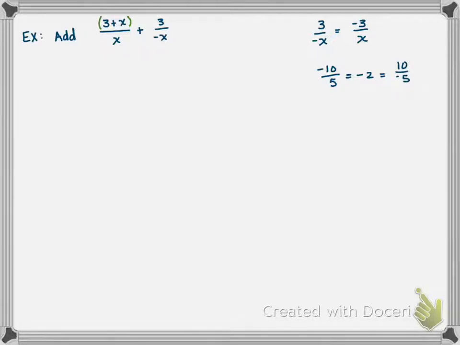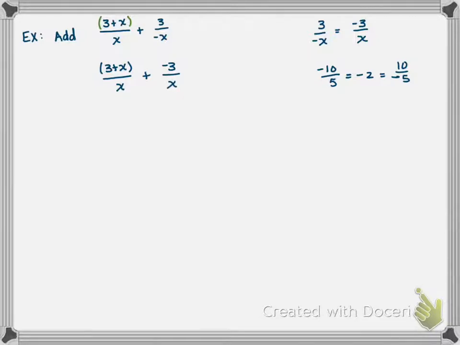Right? It doesn't matter where the negative is. If you divide a negative and a positive, you always get the same thing. Does that make sense? So I'm just going to move that negative to the numerator. So instead of that 3 divided by negative x, I'm going to write it as -3 divided by positive x. So we have (3 plus x) over x plus -3 over x.